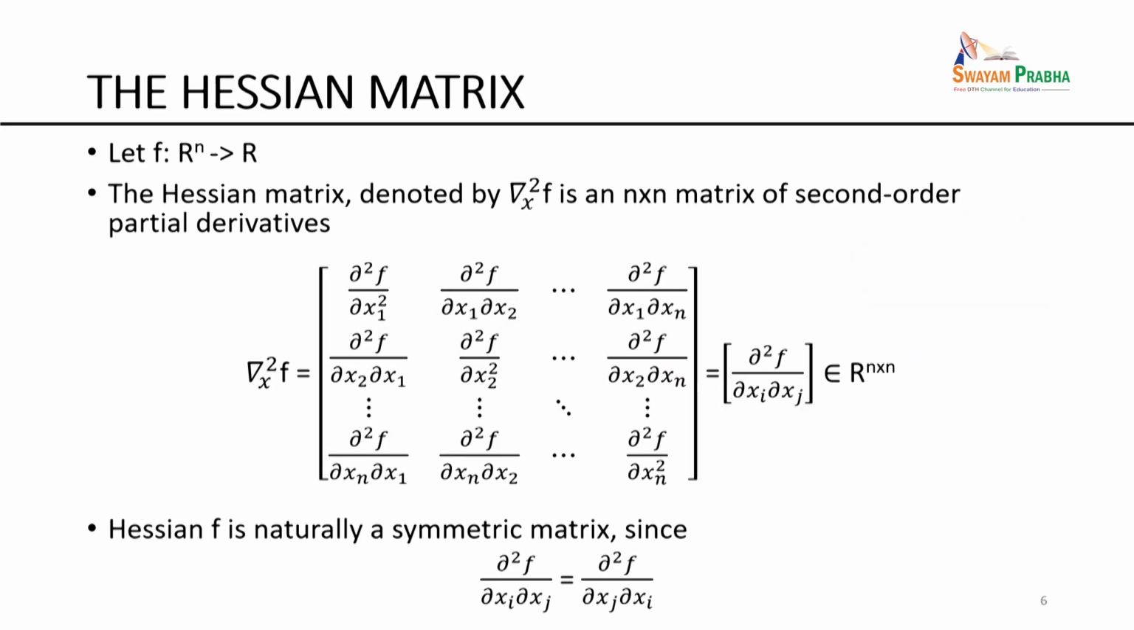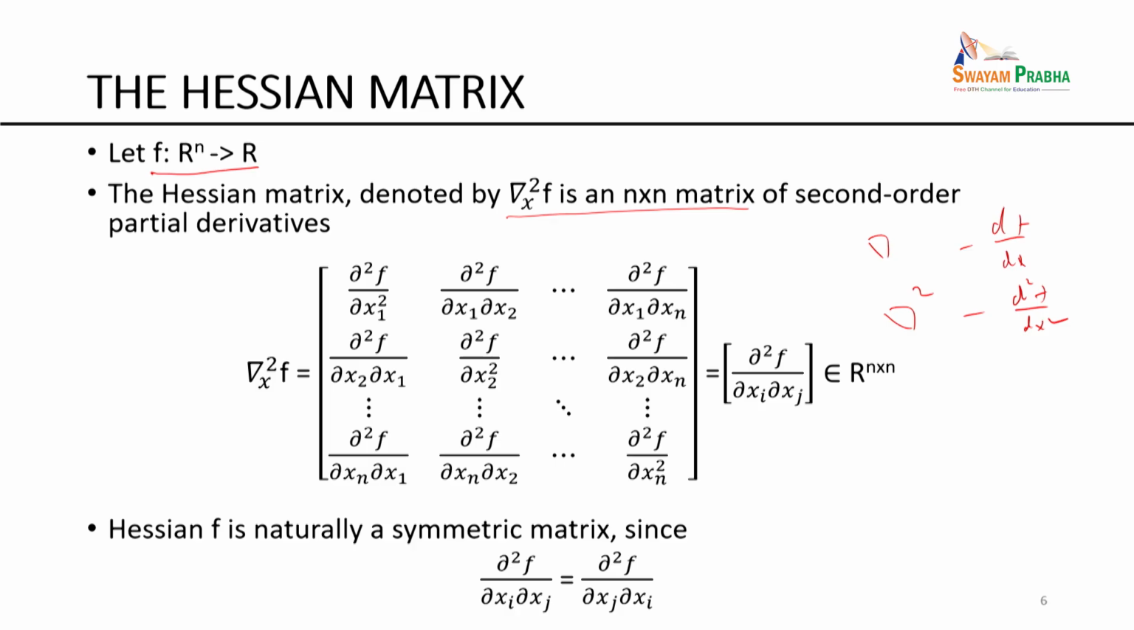Now comes the next definition. Again, f is a function from Rn to R. I'm going to define a Hessian matrix. In the case of univariate calculus, I have df by dx, and d square f by dx square: first derivative, second derivative. The equivalent of the first derivative is the gradient. The equivalent of the second derivative is called the Hessian. So del square f, in this case, is going to be an n by n matrix, the second order partial derivative matrix.